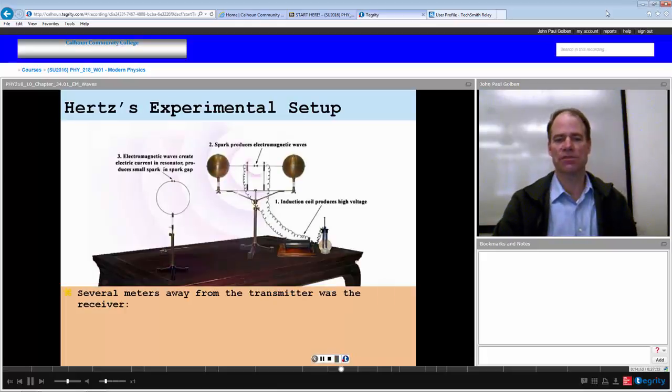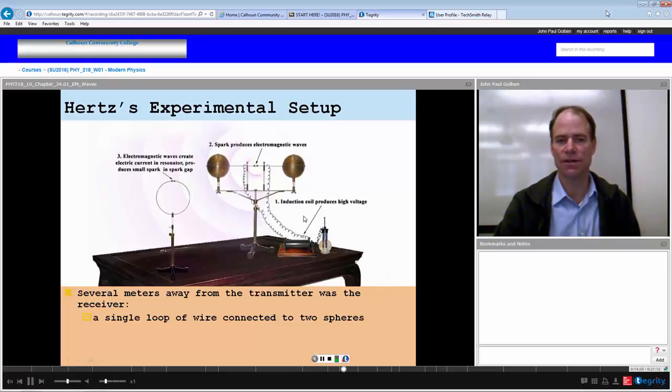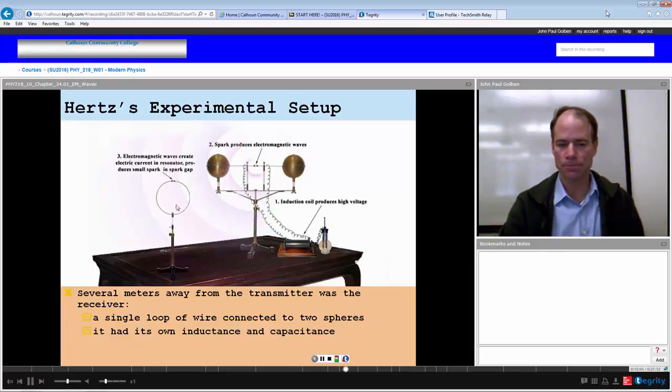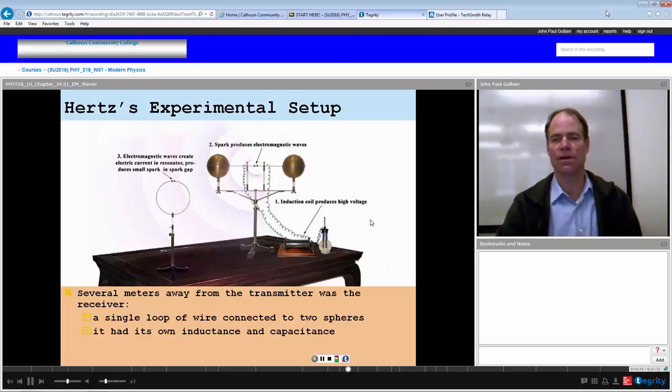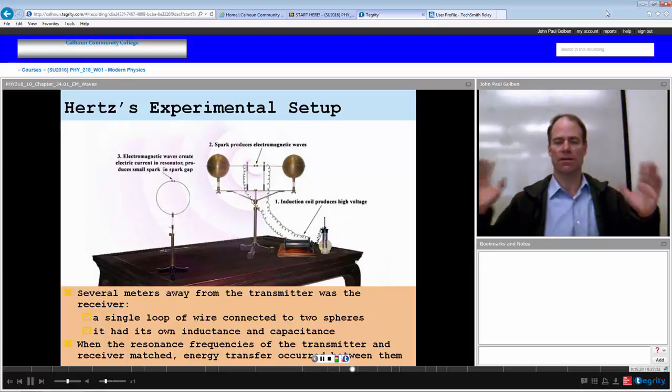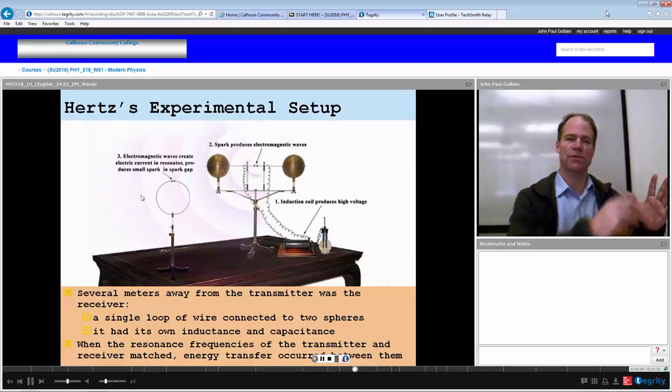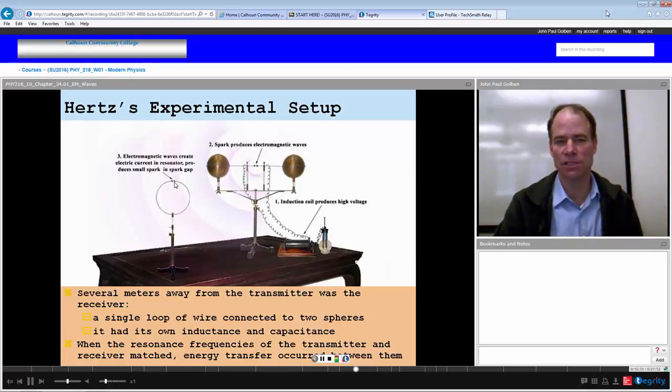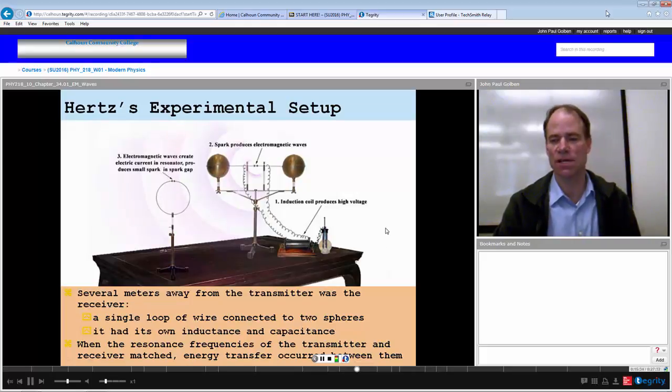Here's the experimental setup. He's got a transmitter and a receiver. The receiver consists of just one wire with two little spheres. It has its own inductance and capacitance and natural frequency associated with it. When the transmitter is set to the natural frequency of the receiver, we find that energy is transmitted, presumably through empty airwaves. So there is no electrical connection between these two devices. Energy was being transmitted through the air, and we could see a spark when the frequency was just right, at the resonant frequency.